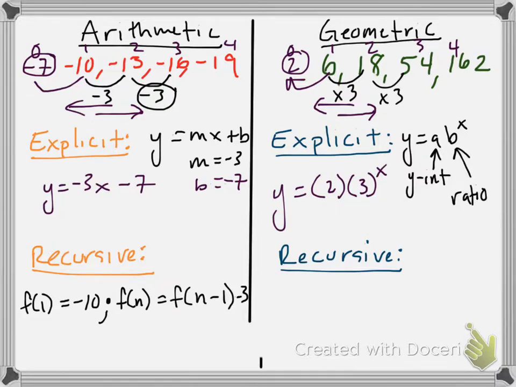Now the recursive formula is luckily the same as it is for an arithmetic sequence. You still have to identify the first term, which was 6 originally, and then you have to write the regular recursive form, f of n equals f of n minus 1, and this is not adding or subtracting, it's actually multiplying times 3. So there you go. Those are the 4 equations that you would have for these two sequences.